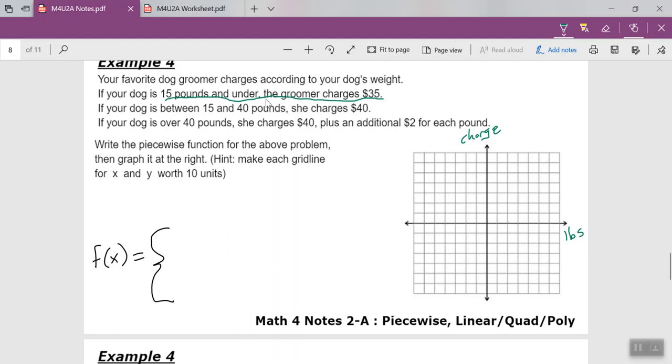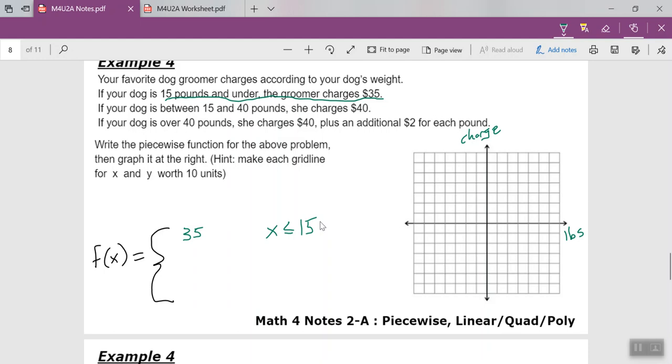All right, so if the groomer charges $35, it's a flat $35 for the dog. The dog has to be 15 pounds and under. 15 pounds is included, so I'm going to do less than or equal to 15. Now, hang on a second here. I've got a graph here that goes into negative numbers. Is it possible to have a dog with a negative weight? Can I have a dog that weighs 0?